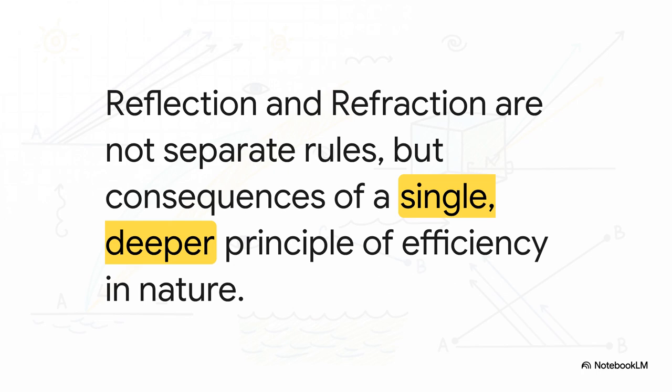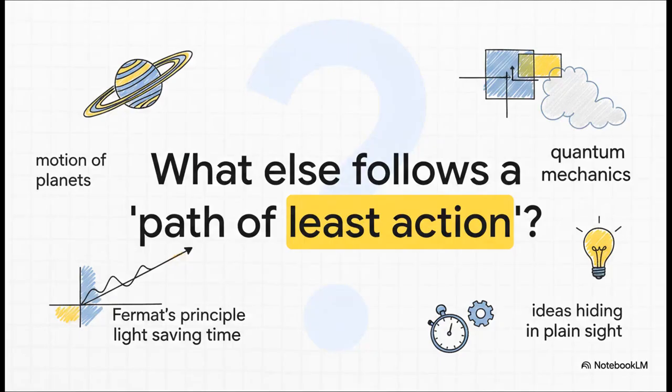So if you remember one thing, make it this. The law of reflection and Snell's law of refraction, they aren't two separate rules. They are just two different results of the exact same deeper principle. They're two sides of the same coin, and that coin is nature's incredible tendency to find the most efficient way of doing things. And that really leaves us with a mind-bending final thought.